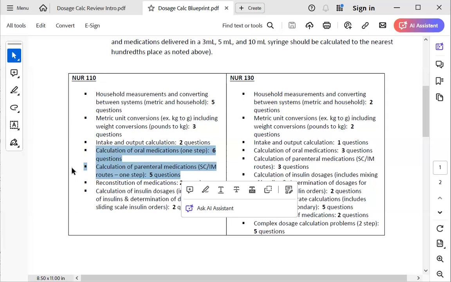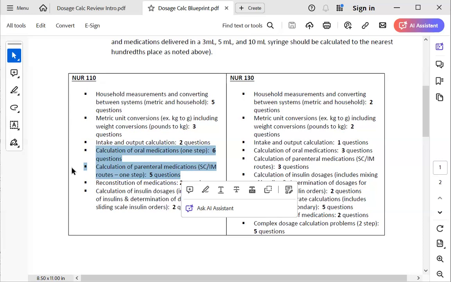Those are your oral medications. Typically it's just one step. This is where a lot of students learn desired over have, or I call it order over available, because that's using the same terminology in the questions.